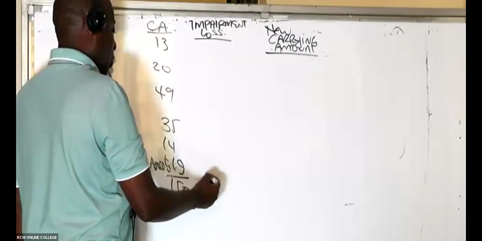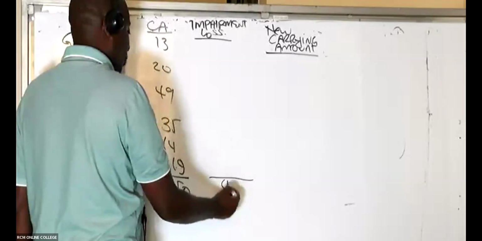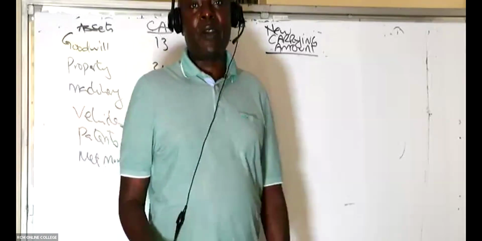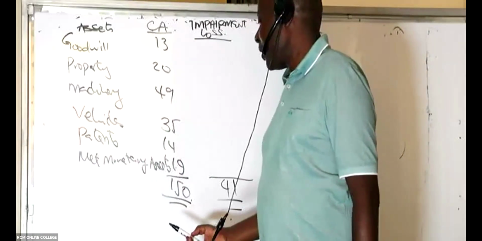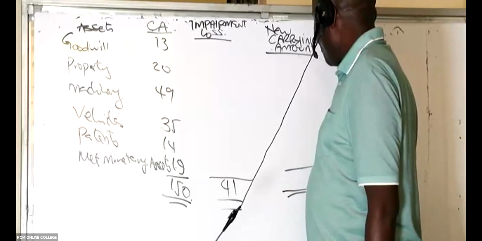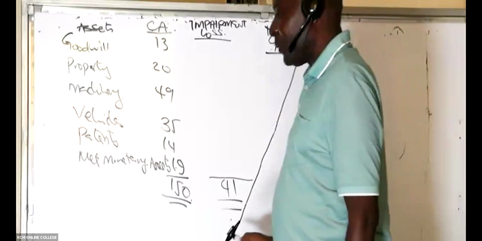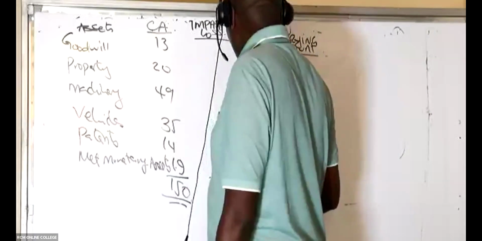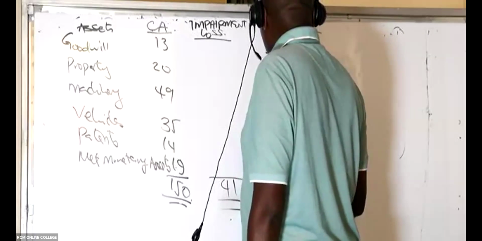So ladies and gentlemen, in this question, what is our impairment loss? You guys gave me a figure of 41. And then, of course, you gave me a recoverable amount of what here, if I remember very well. 150 minus 41, you gave me something like 109.